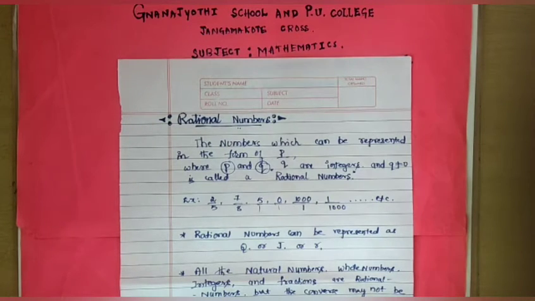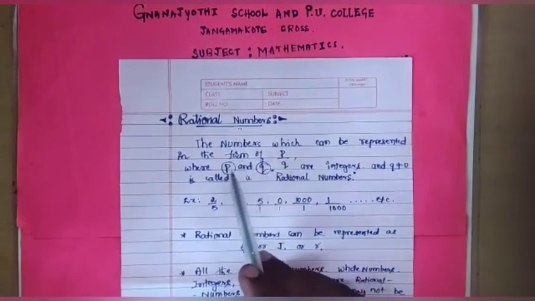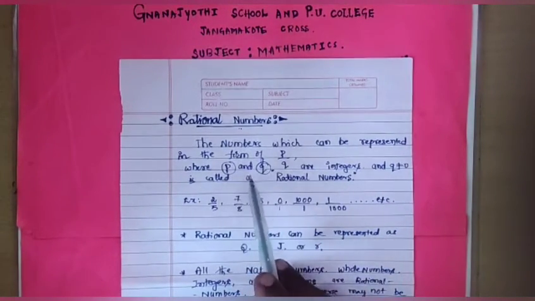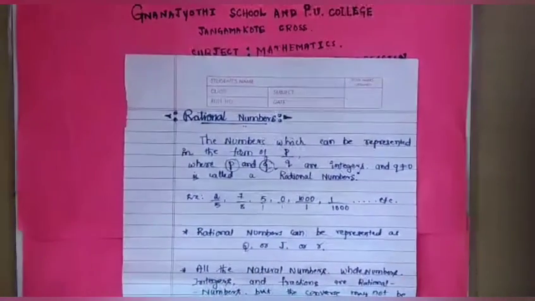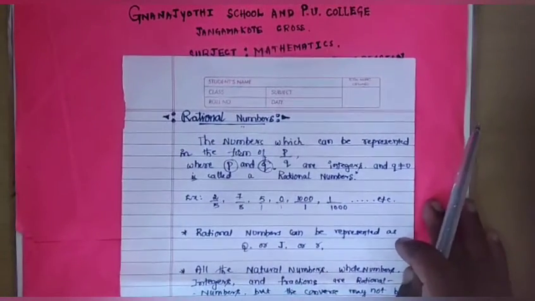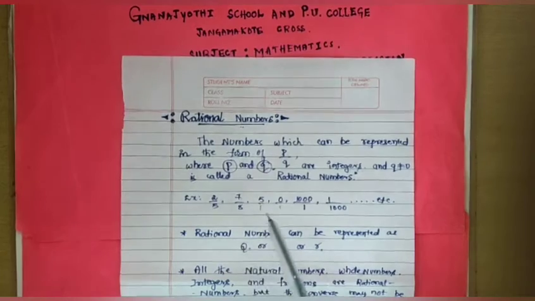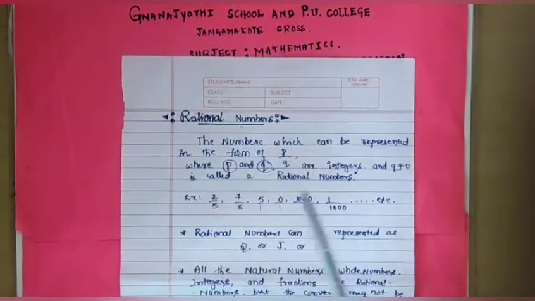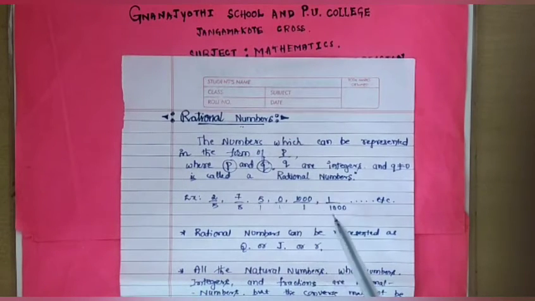So the numbers which can be represented in the form of p by q, where p and q are integers and q is not equal to 0, is called a rational number, right? For example, 2 by 5, 7 by 8, 5, 0, 1000, 1 by 1000, etc.